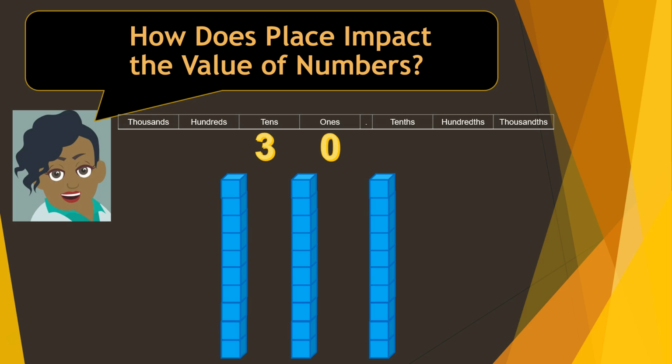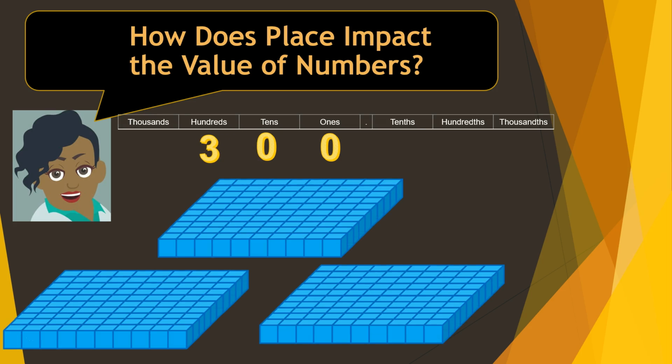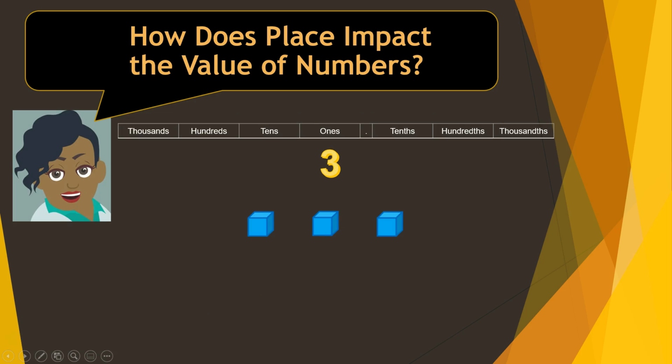Likewise, when the 3 is moved one place left again, the value of the 30 is 10 times greater. It takes 10 30s to make 300. Since each time a digit moves left in a number, the value is 10 times greater, we can use the relationship between multiplication and division to think about the value of the number each time we move right.